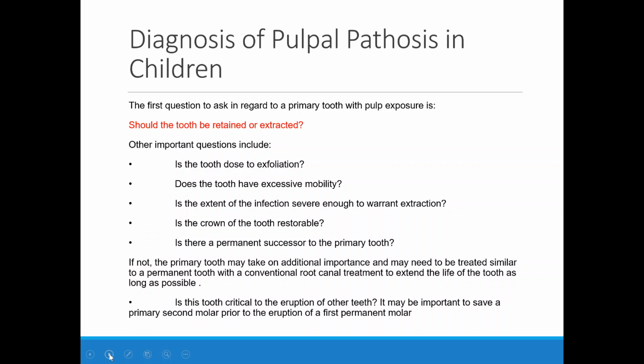Is this tooth critical to the eruption of other teeth? It may be important to save a primary second molar prior to eruption of the first permanent molar. I told you that the first permanent molar is a very, very big tooth, and it has a tendency to move mesially, and the premature loss of the second primary molar can lead to a change of position of the first permanent molar, and there will not be enough space for eruption of the second premolar.